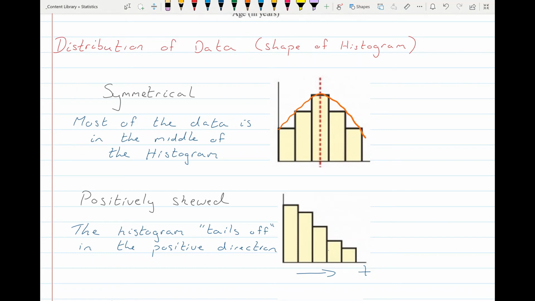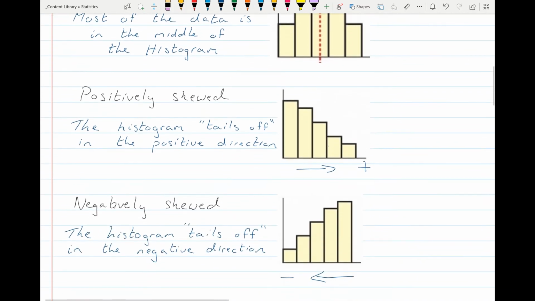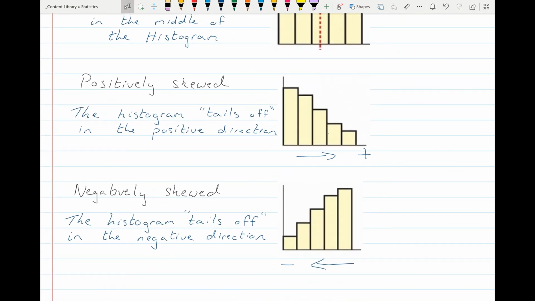The same then is true if it is negatively skewed, where most of the data is going to be clumped to the right. And as you move to the left of the histogram, it's going to tail off down lower and just stretch out in the negative direction.